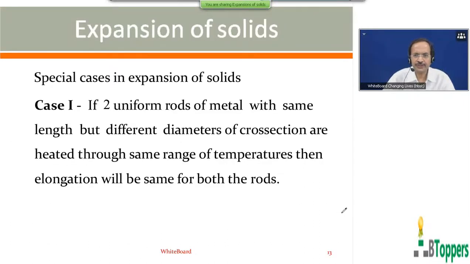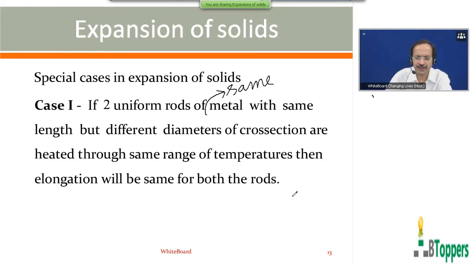So now look at the screen here, special cases in expansion of solids. Case 1, which I just discussed, I am showing the notes for the same case 1. Two uniform rods of same metal with same length but different diameters of cross section are heated through same range of temperatures, then elongation will be the same for both the rods. This is the conclusion I have discussed just now. So those who want to write the notes, please take a pause and write the notes.